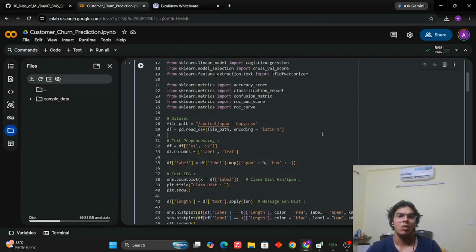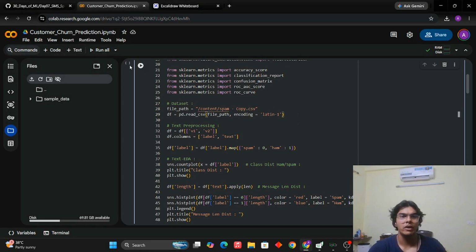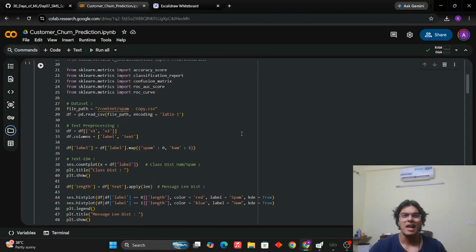After that, we go on to this. Now, very important thing: this specific data set had a small problem with it, and that was the encoding of this data set.